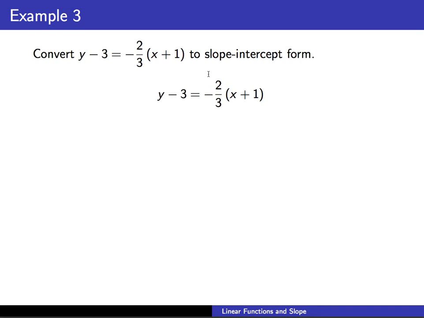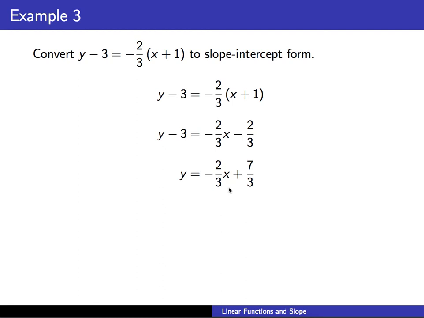First thing is we're going to distribute this slope, this negative 2/3, to the terms in parentheses. So multiply the negative 2/3 by x, multiply the negative 2/3 by 1, and we'll get y minus 3 equals negative 2/3 x minus 2/3. And then we want to get y by itself, so if we add 3 to both sides, we can combine the negative 2/3 with a 3, and we get negative 2/3 x plus 7/3.